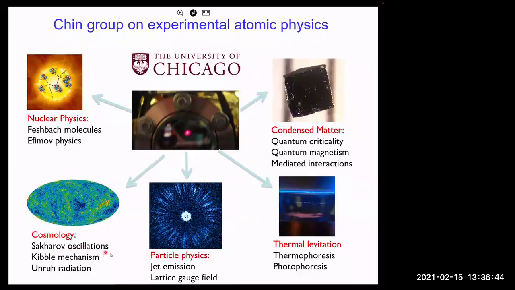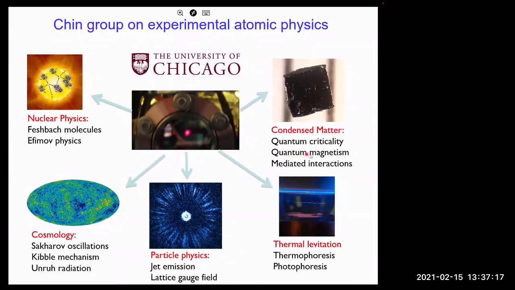And some of this dynamics is studied in cosmological models: circular oscillation, Kibble mechanism, Hawking radiation, and so on. More recently, as just mentioned earlier, we look into the emission of jets, a stimulated process in the quantum gas that can be connected to the jet substructure people study in particle physics, and also simulation of lattice gauge fields based on Floquet engineering.